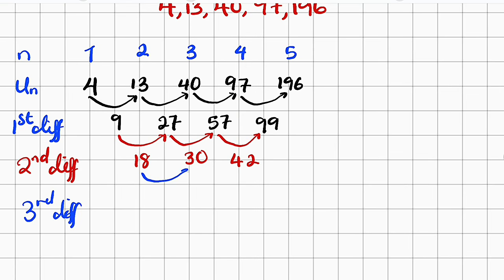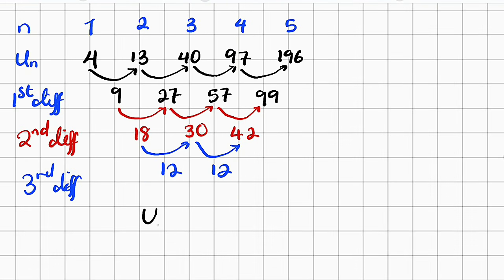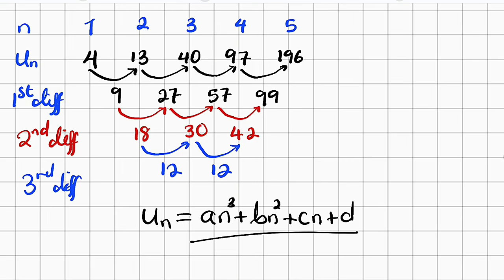From 18 to 30, what do we need to add? We need to add 12. And from 30 to 42, we need to add 12 as well. So now we have a constant difference. Since now we have the constant difference in the third difference, it implies that this sequence is what? Cubic. And how do we express it? Un must be in the form of an cubed plus bn squared plus cn plus d. This is the general form where we have to find a, b, c, and d.